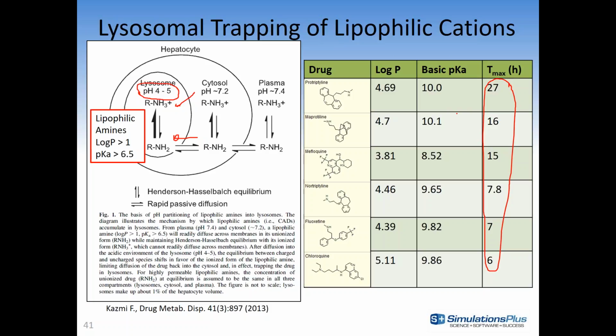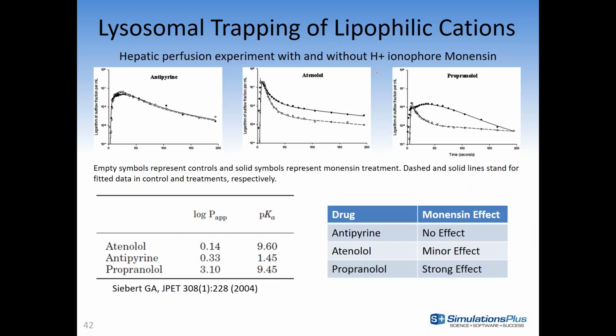And there have actually been some articles showing this kind of exploration from in vitro assays. This one is showing hepatic perfusion experiments with antipyrine as well as with two bases, atenolol and propranolol, where little effect of lysosomal trapping is shown for atenolol because it's a less lipophilic compound and will have more trouble getting into the lysosomes in the first place, but propranolol, which has the right set of properties, would be affected more, and the lysosomal trapping would be quite significant.